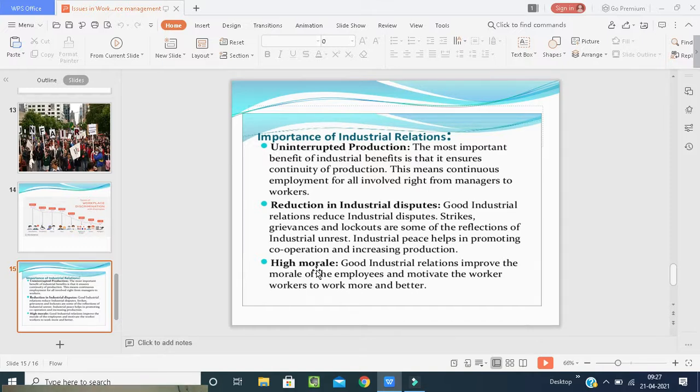Next, high morale. See what is happening: good, big industries nowadays are maintaining good relationships and improving morale among the employees and motivating the workers to work better and in a peaceful way.